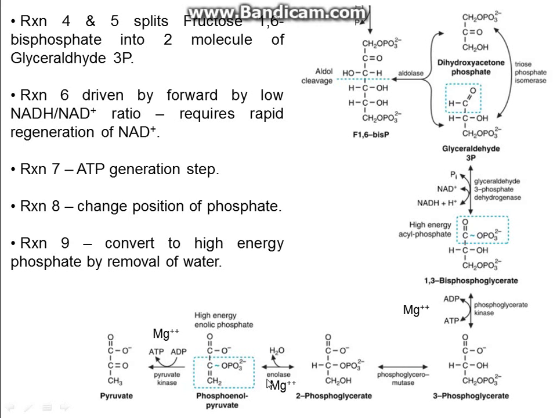Then there is reaction 9, which is catalyzed by enolase, gives out a water molecule, and it converts this to a high energy enolic phosphate, phosphoenolpyruvate. Just basically the loss of this hydroxy group at the bottom, and this hydrogen here to give you that water molecule that's leaving.